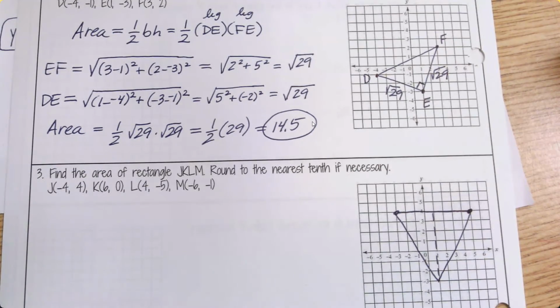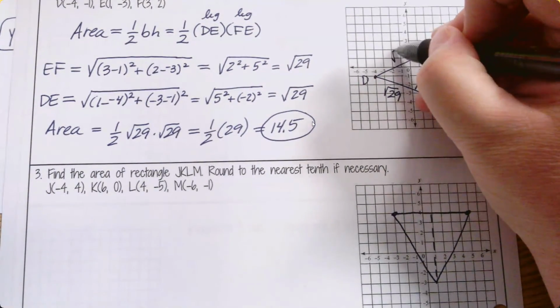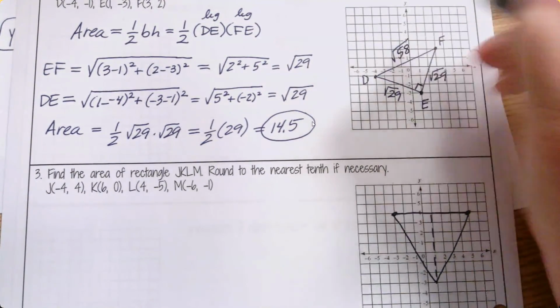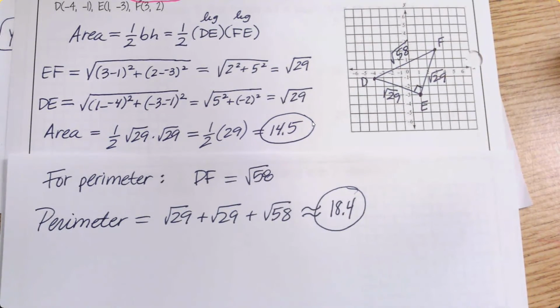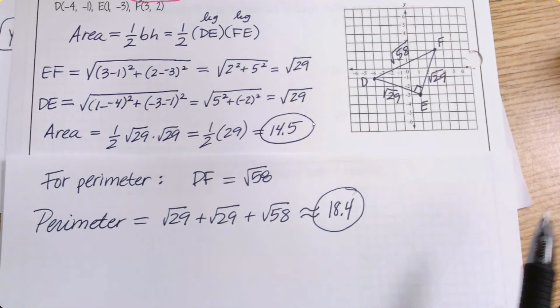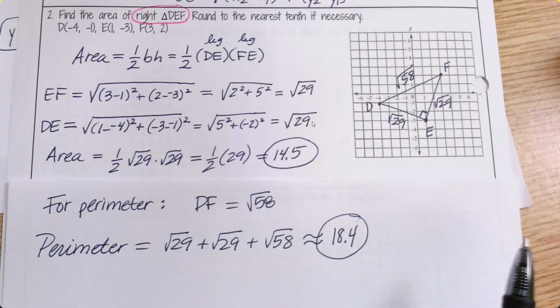Okay, so once I know that this side is square root of 58, then all I have to do is add up all the sides. And here we go. DF is root 58, and then I can add these together and get my perimeter. That's all there is to this problem, but I wanted to make sure you saw one like this with a right triangle, just to see what we need to do in order to find the area and perimeter.